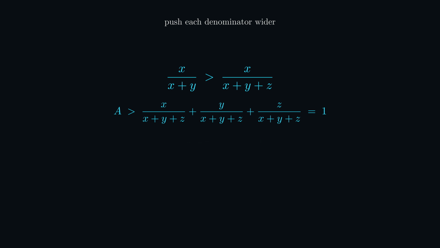Now use it. Take the first term of A, x over x plus y, and make the denominator bigger by adding z to it. A bigger denominator means a smaller fraction, so x over x plus y is strictly greater than x over x plus y plus z. Do that to all 3 terms. Every denominator becomes the same total, x plus y plus z, and the 3 numerators are x, y, and z. So the sum of the 3 reduced fractions is exactly 1. Therefore, A is greater than 1.